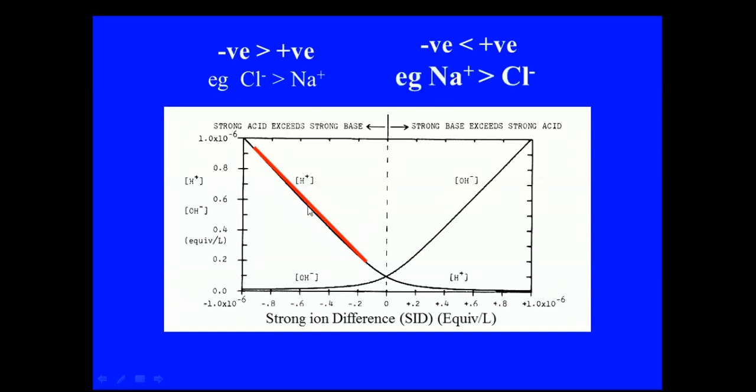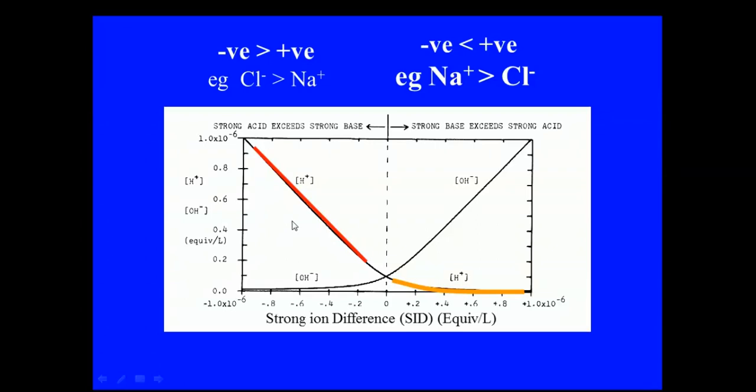The key point is when you have more negatives than positives, in other words, a negative strong ion difference, whatever change you make in the negative charge, like if you gave hydrochloric acid, for example, as you added the chloride, you would get a 1-to-1 change in the hydrogen ion concentration. But when you're on the side where the sodium is greater than chloride, it's completely different. What you then see is a much smaller change in hydrogen ion for any change in the strong negative, such as chloride. So on the left side, it looks like when you added the chloride, you added a hydrogen ion.